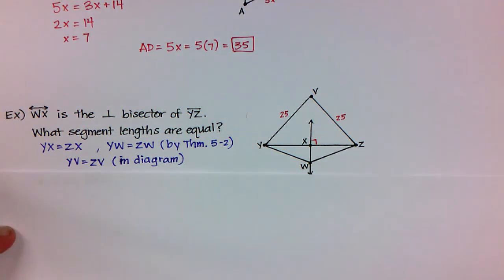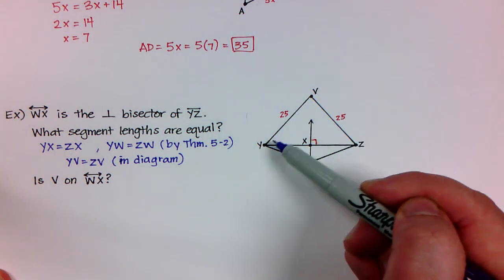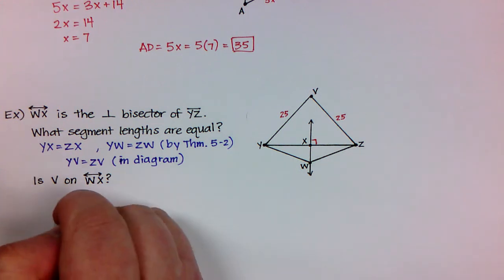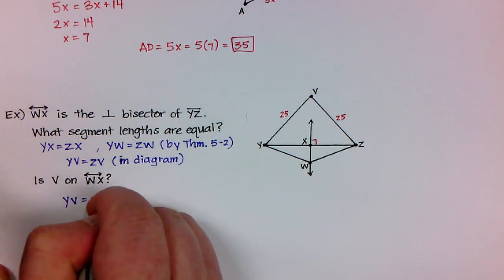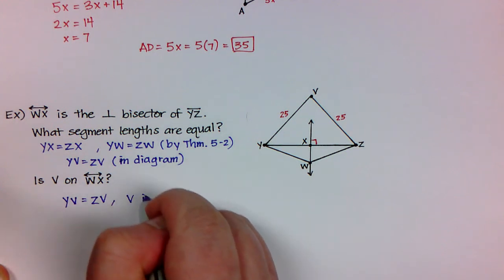So I have three sets of segments that are equal to one another. The second part is just asking me simply, is the point V on the line WX, which is my perpendicular bisector? And I can say since V is equidistant from Y and from Z, then I do know that YV is equal to ZV as well.